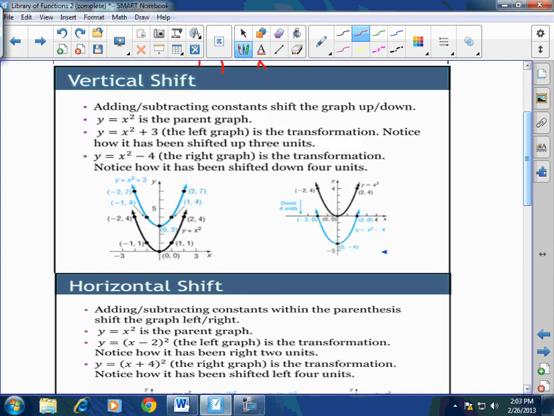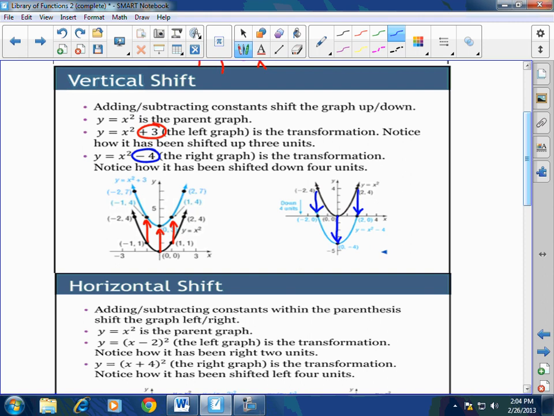So let's look at all of this really quickly because we've already done this. You guys know how to read. You have a parent graph, y equals x squared. I'm doing a vertical shift, so I add 3 to both. So every single point goes up 3. We went over this last week, so that's why I'm flying through this. If I have y equals x squared minus 4, that means I'm shifting everything down 4.